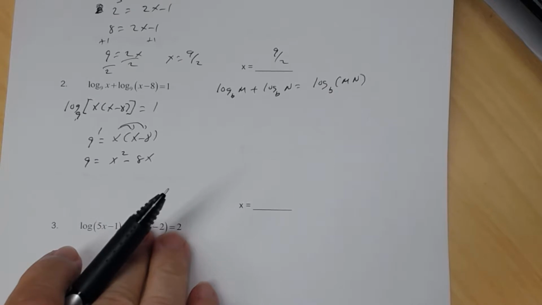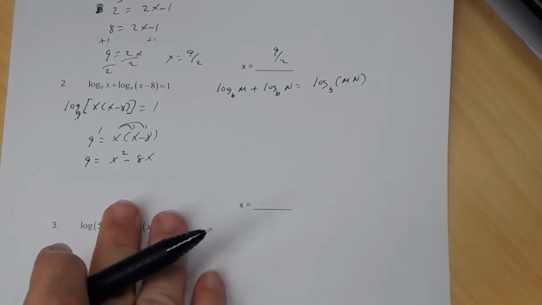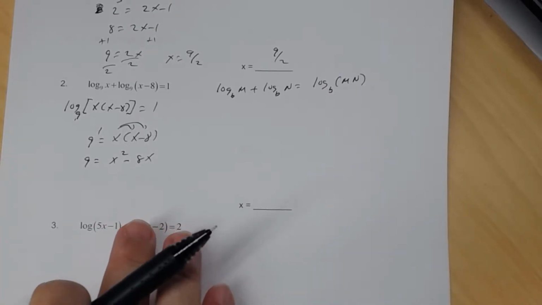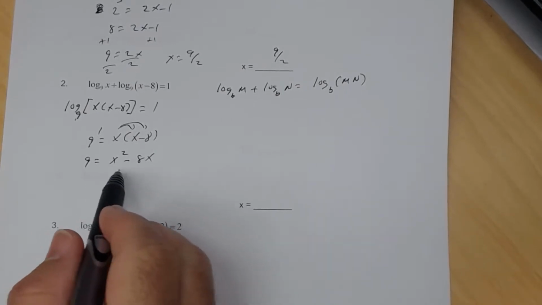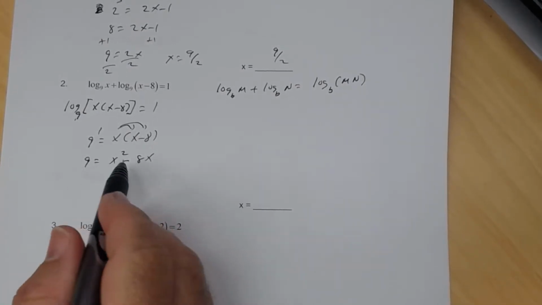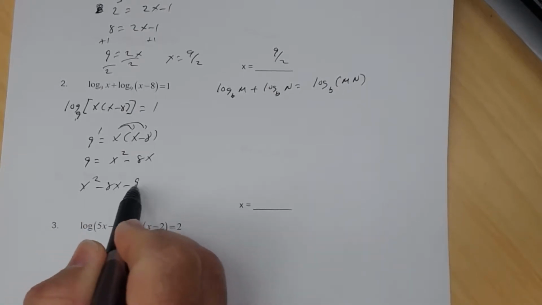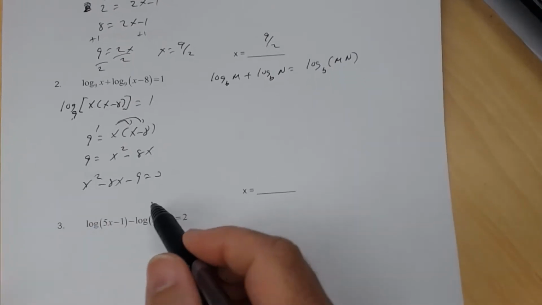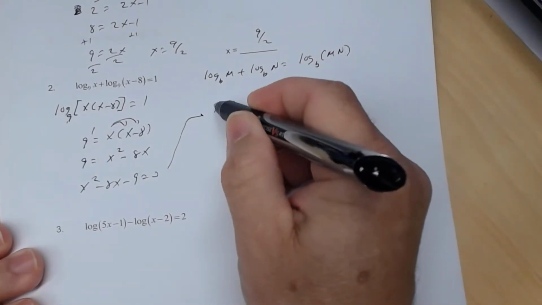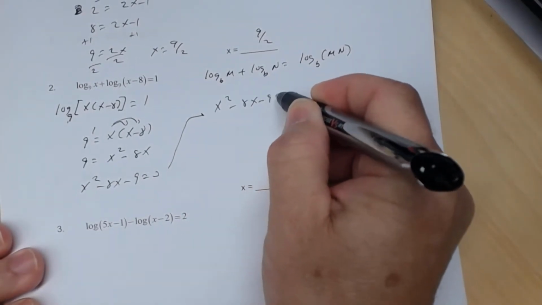If you don't remember how to factor some of these, then use the quadratic formula. But it's got to be in standard form. In other words, you have to have 0 on the other side. So I get x squared minus 8x minus 9 equals 0. All right? And then I'm going to go ahead and factor it here.